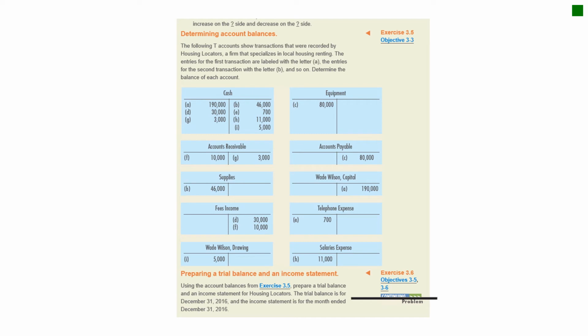If you go to accounts receivable, you have a debit balance of 10,000, a credit balance of 3,000. That's all you have. You take the difference, and in this case the balance would be a $7,000 balance. That's again on the debit side. You take 10,000 minus 3,000, 7,000 would be the balance for accounts receivable. Supplies, it says 46,000. There's nothing else there. That's just one amount. That's the balance. For fees income, which by the way is your revenue, you add these together, and since there's no debits, your balance would simply be just 40,000.